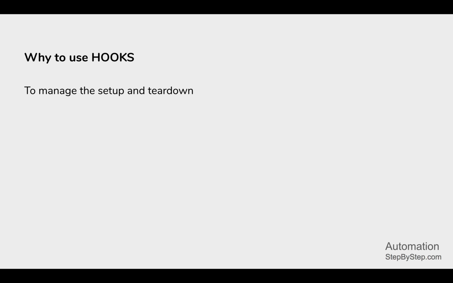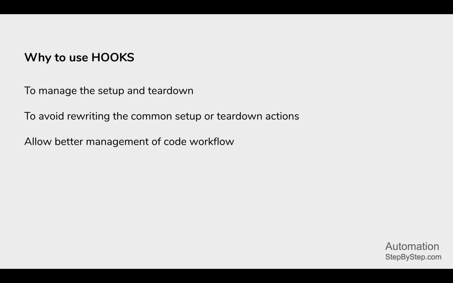Now with this knowledge, let us move forward and learn why exactly we use hooks. As we have seen, we can do the management of setup and teardown actions in these functions which are annotated with at before and at after, and these become hooks. It also helps us avoid writing these common setup and teardown actions again and again in our features and steps. So we only write the function once and use it as hooks, and it allows for better management of the code workflow. So this is why we use hooks.